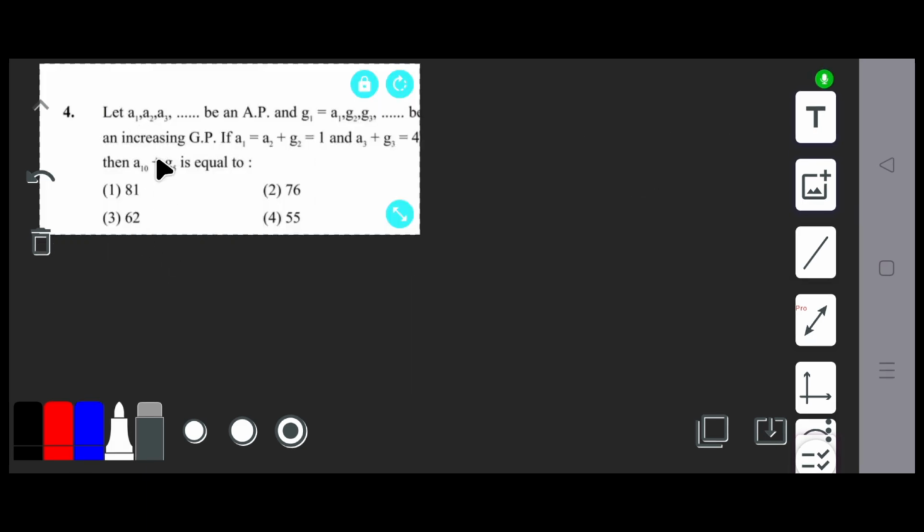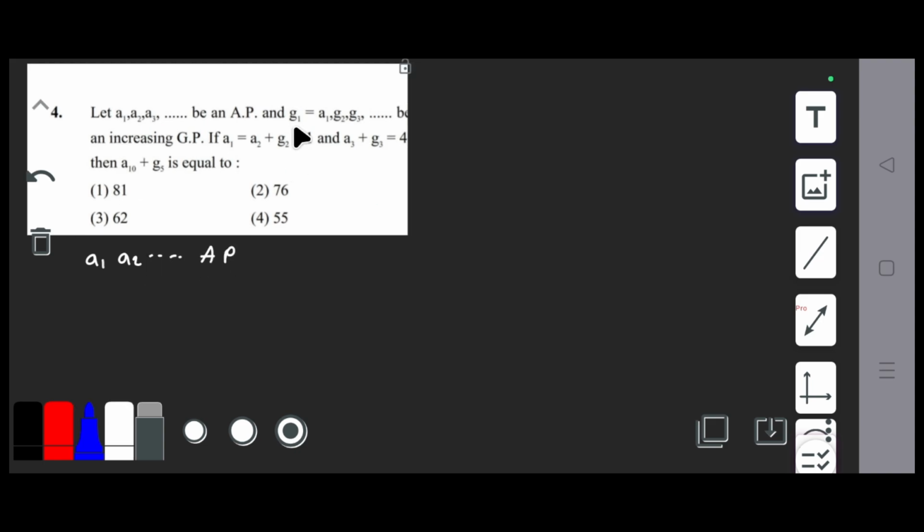Next, the fourth problem. Here they gave an AP series A1, A2 and so on, and a GP series G1, G2 and so on. A1 is equal to G1, and A2 plus G2 is equal to 1. So A1 is 1, and with common difference D, the second term is 1 plus D, the third term is 1 plus 2D, and so on. G1, G2, G3 are a GP.